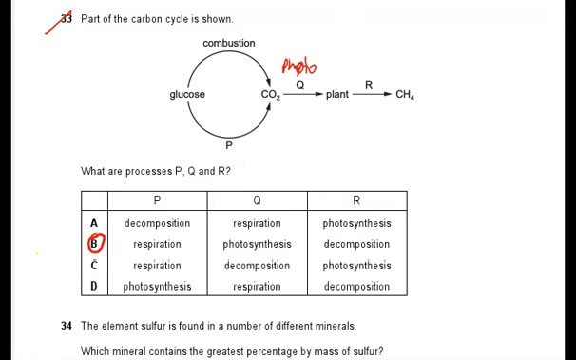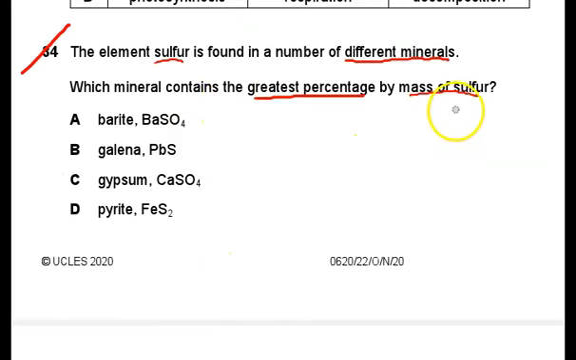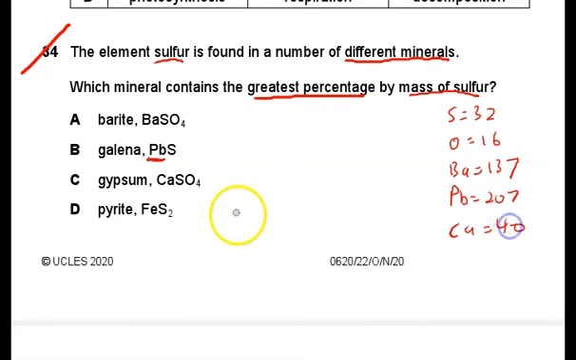Okay, the next one here will be 34. The element sulfur is found in a number of different minerals. Which mineral contains the greatest percentage by mass of sulfur? So here we have to calculate one by one. Sulfur is 32. Oxygen here is 16. Barium is 137. Lead is 207. Calcium is 40. And iron is 56.